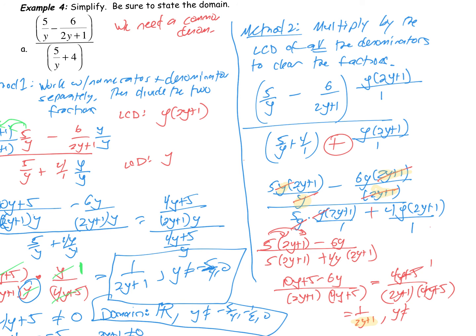But we did factor out a 4y plus 5 here, and the factor that makes that 0 is -5/4. So we need to list y is not equal to -5/4 or 0 from our simplified expression. And then the domain will be the same thing which we got last time, which was y is not equal to -5/4, -1/2, or 0.